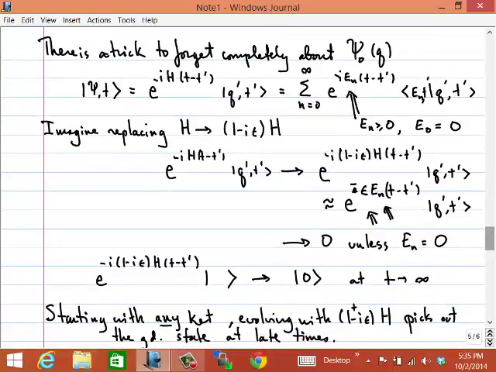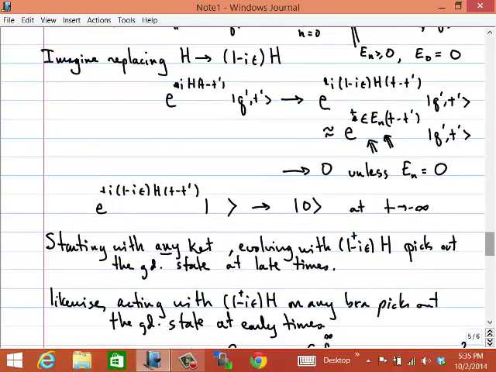Okay, there's an e to the minus iHt here. No, I'm sorry, it's a plus. What am I doing? There's no minus sign there. There's a plus sign here. Oh, I'm sorry. Okay, no, the point is the following.